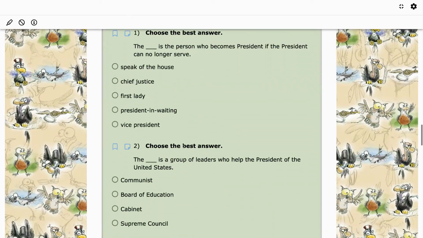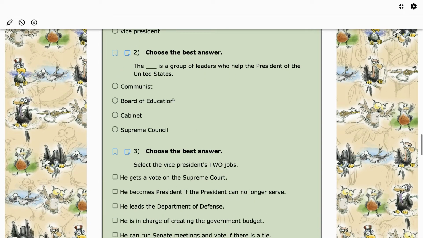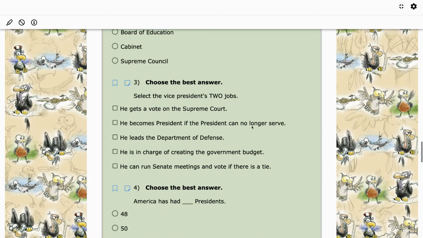All right, so question number 1. The blank is a person who becomes president if the president can no longer serve. Is it the Speaker of the House, Chief Justice, First Lady, President in waiting, or Vice President? Question 2. The blank is a group of leaders who help the President of the United States. Communist, Board of Education, Cabinet, or Supreme Court.